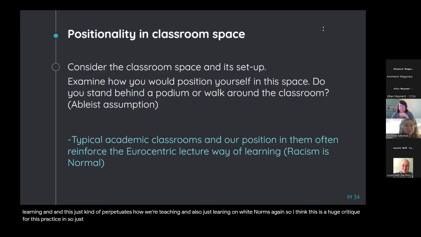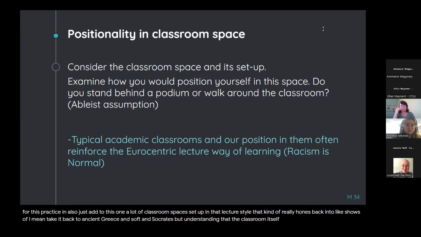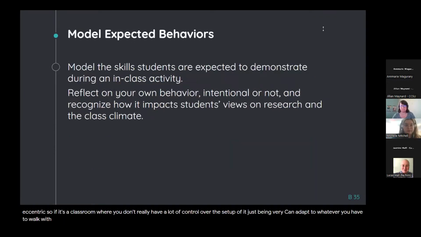And I'll also just add to this, a lot of classroom spaces are set up in that lecture style. That really hones back into lectures, I mean, take it back to ancient Greece and Socrates, but understanding that the classroom itself might lend itself to this more Eurocentric approach. So if it's a classroom where you don't really have a lot of control over the setup of it, just being very mindful of that and thinking through how you can adapt to whatever you have to work with.